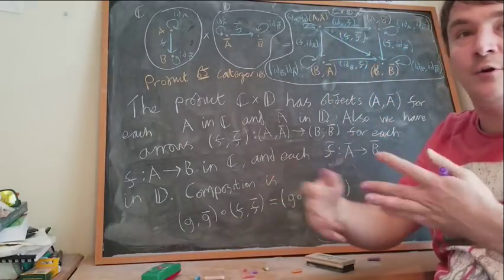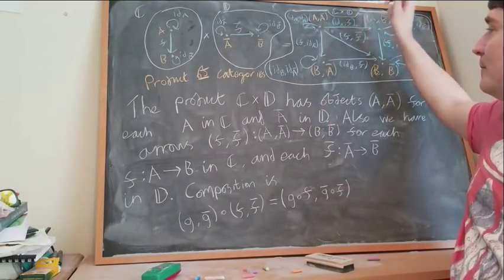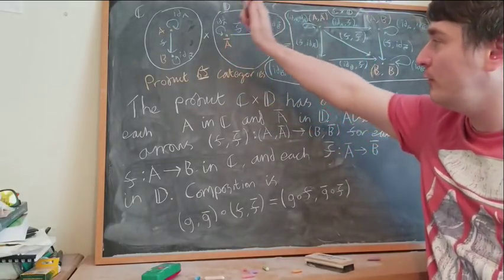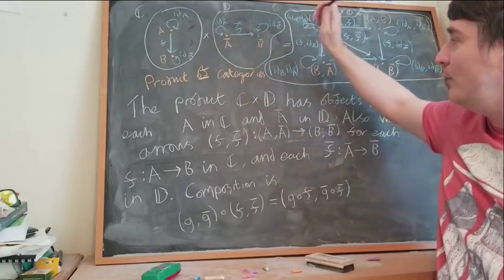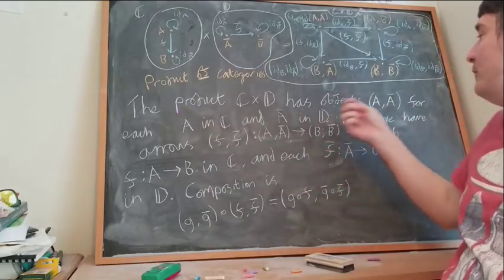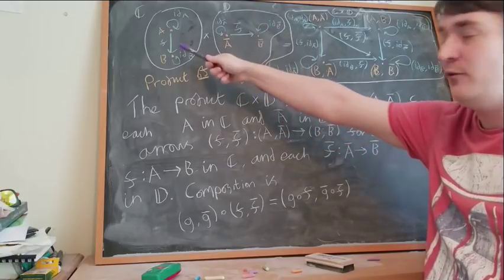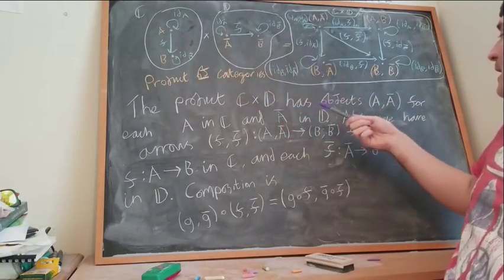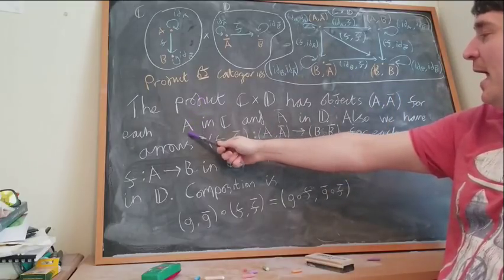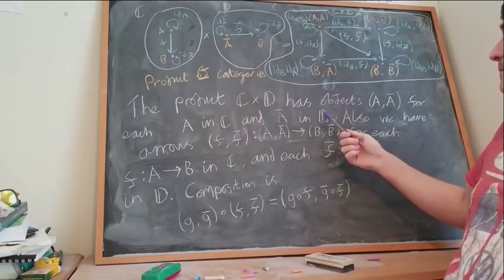So if you like, you could say that the set of objects of this product thing is the Cartesian product of the set of objects of C with the set of objects of D. So we're writing the definition here. The product, C times D, of a category C and a category D, has these objects A comma A bar for each A, which is an object of C, and each A bar, which is an object of D.